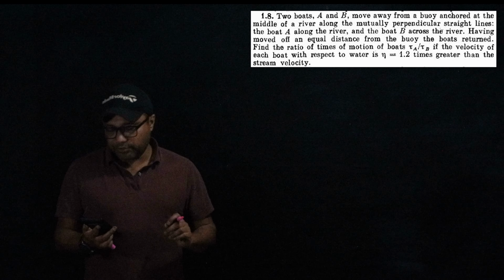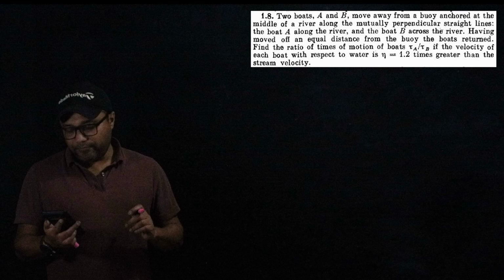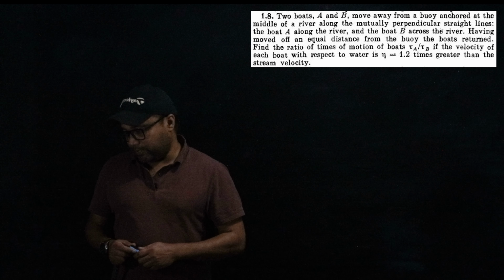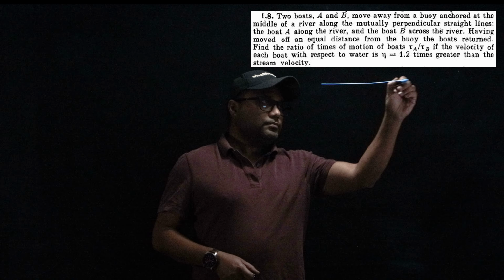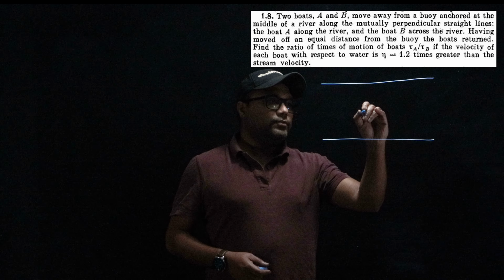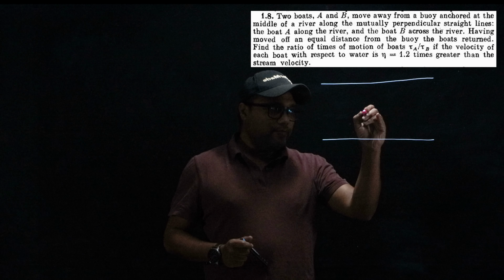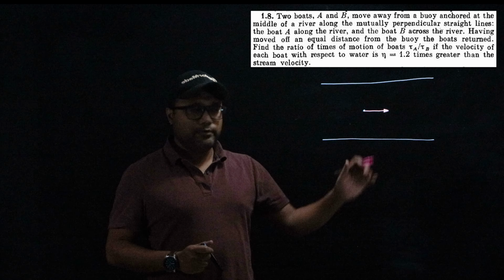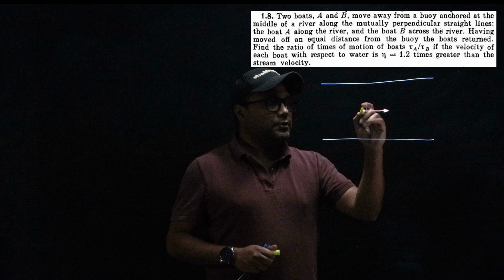1.8: two boats A and B move away from a buoy anchored at the middle of a river. In these problems, the most important thing is to have a clear picture of the problem. So let's do that first. So here's the river, and there is a buoy which is anchored in the middle of the river, and two boats move away from this, one in the direction of the flow of the river, and the other perpendicular to it. Okay.